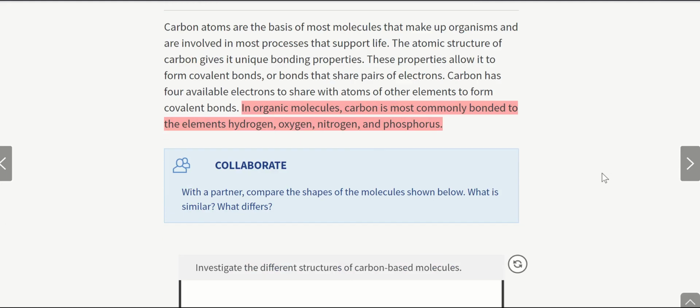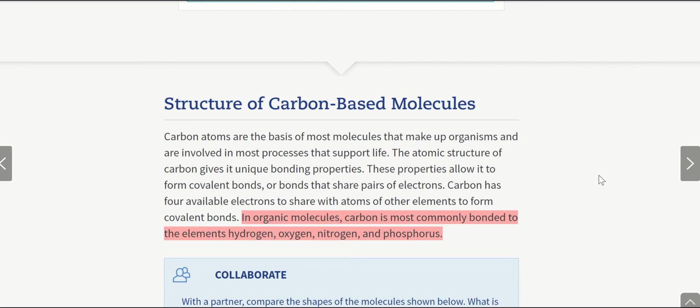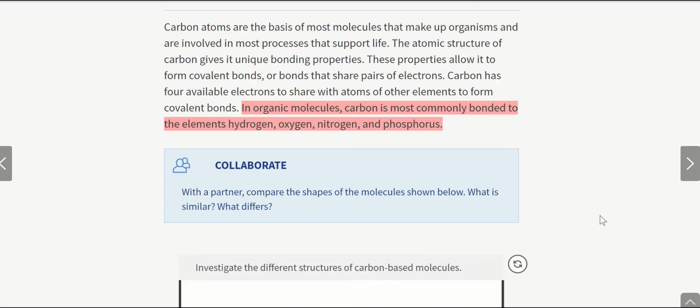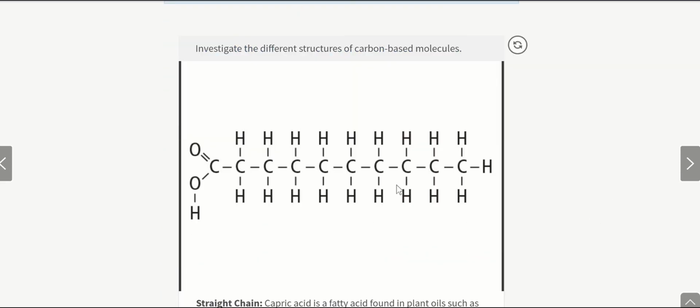So first thing we want to do is talk about the structure of these organic-based compounds or carbon-based molecules. So in organic molecules, carbon is most commonly bonded to the elements of hydrogen, oxygen, nitrogen, and phosphorus. And as you'll find, these are the elements that, along with carbon, are found the most abundant on our planet.